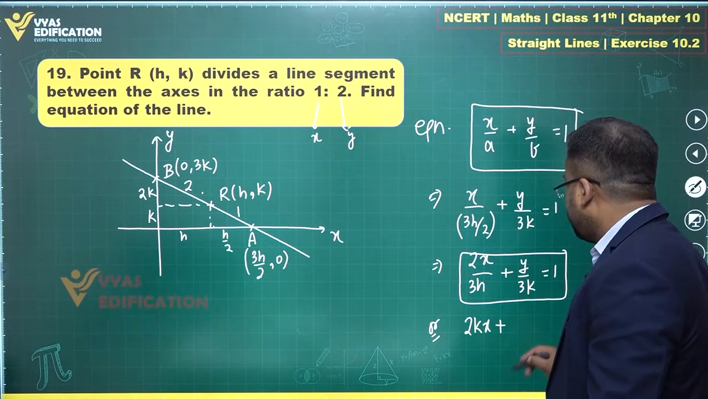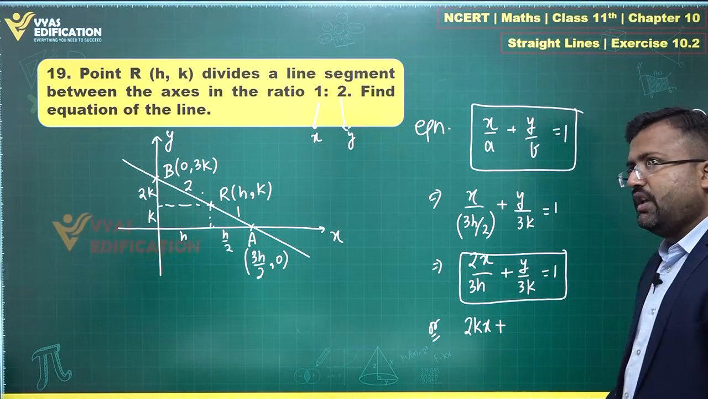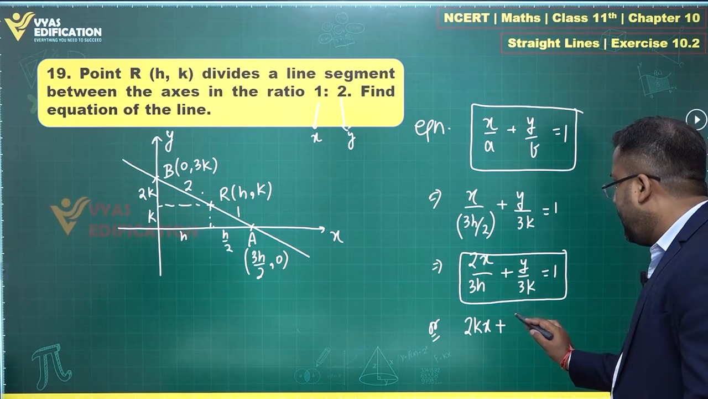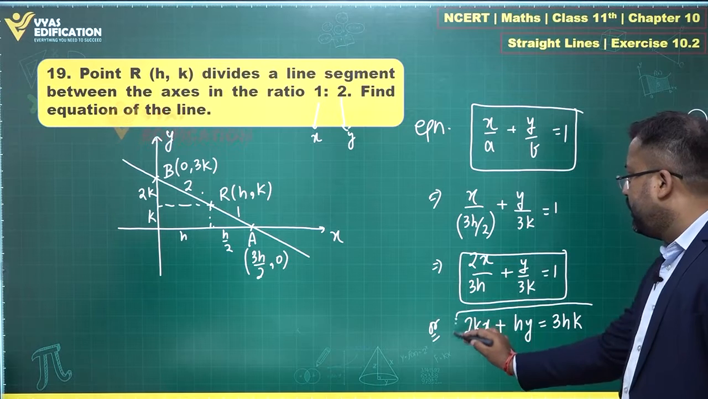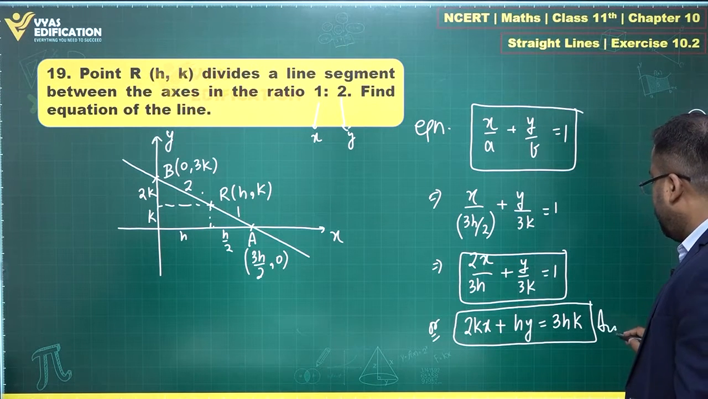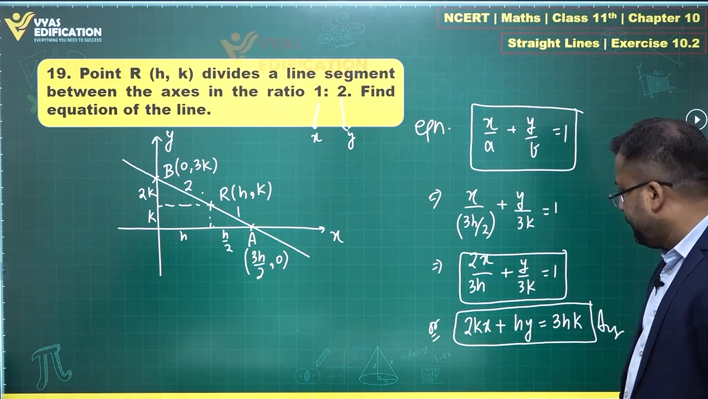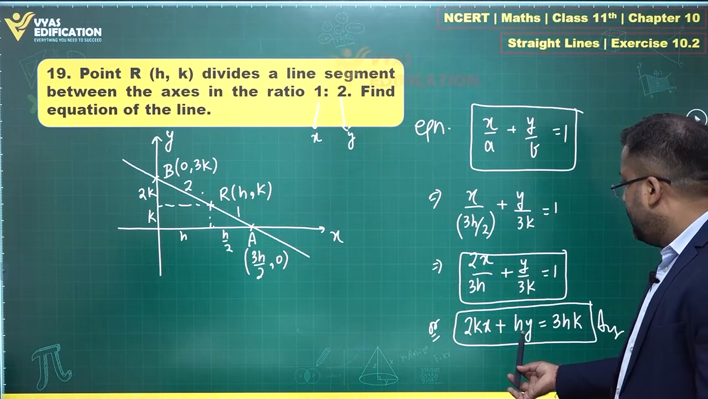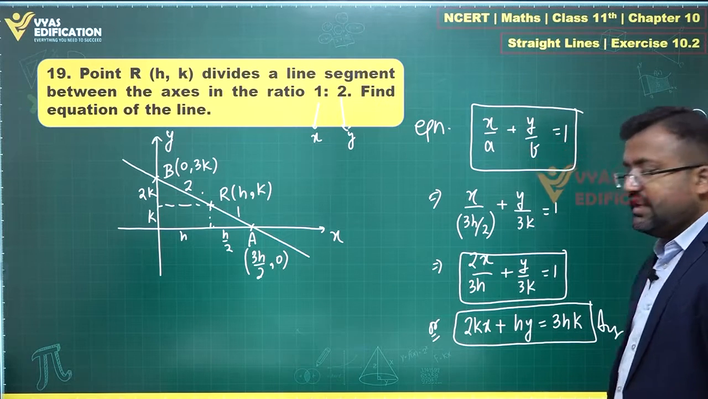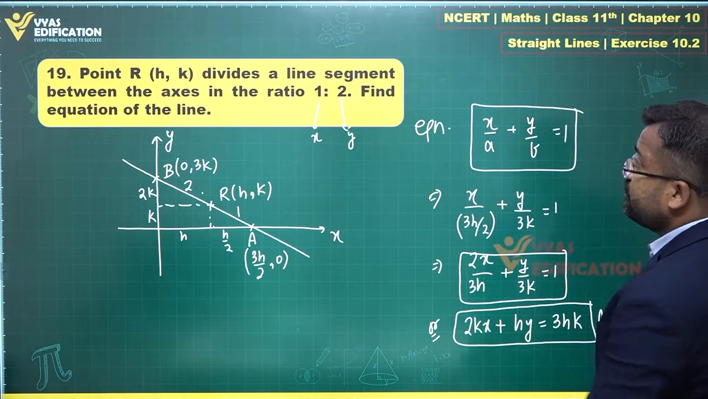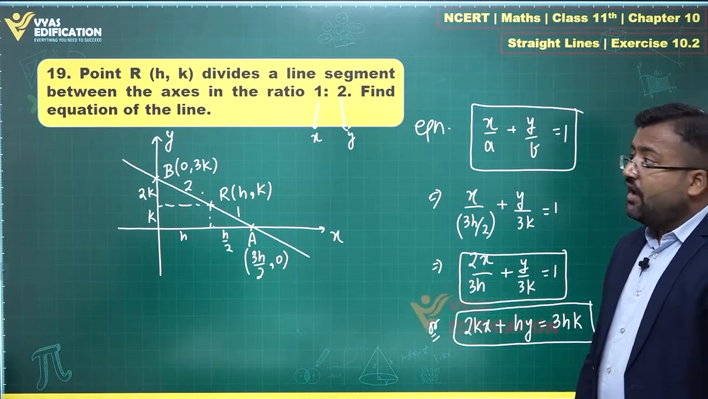2kx plus hy is equal to 3hk. This is what you get. You write it as this or this or this, both are okay. Yes, let's check that again. You multiply by k, you multiply by h, and you multiply by 3hk. Yes, that's what you have. That's the final answer for this question, as you can see behind me.